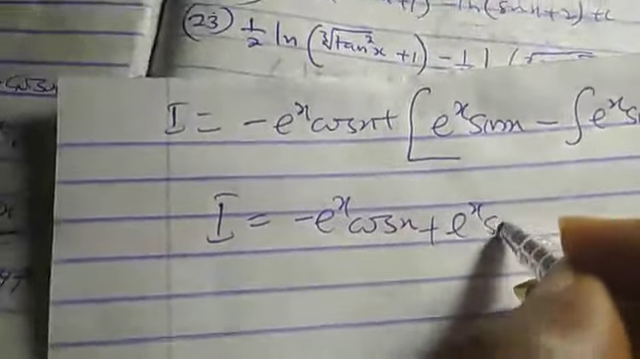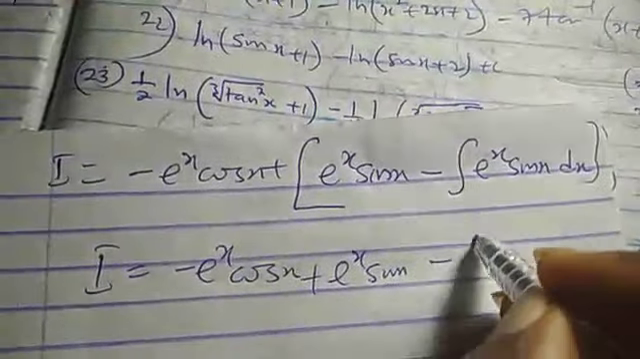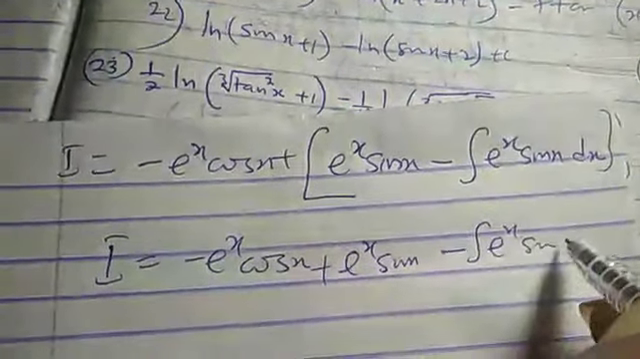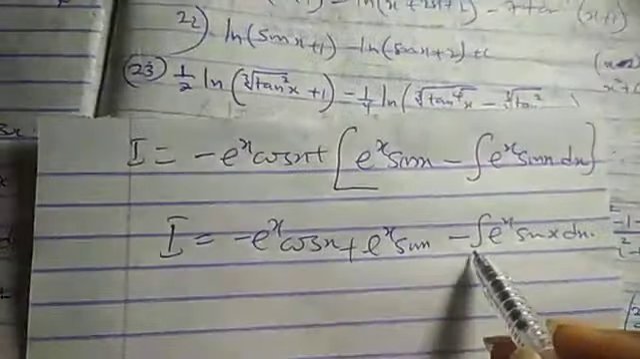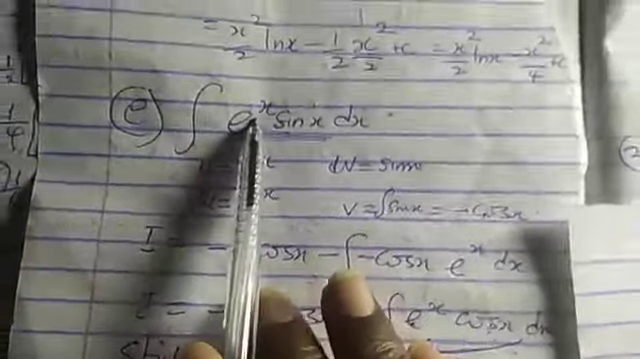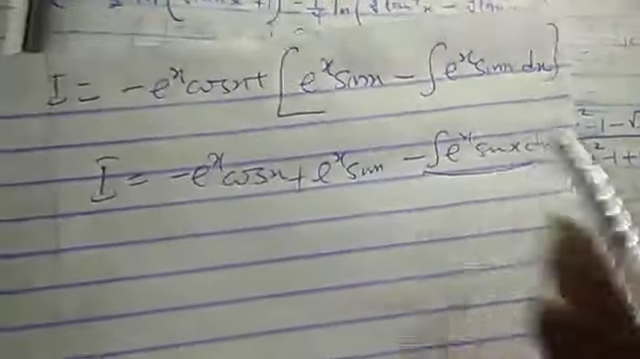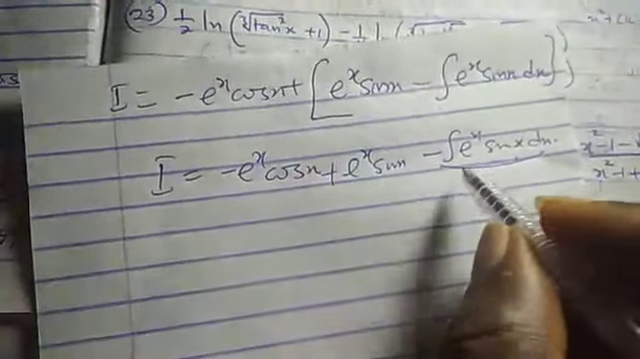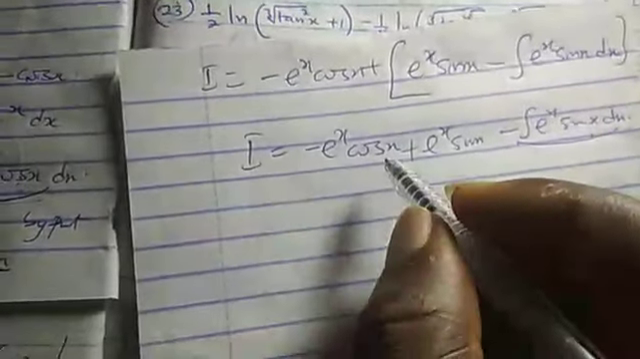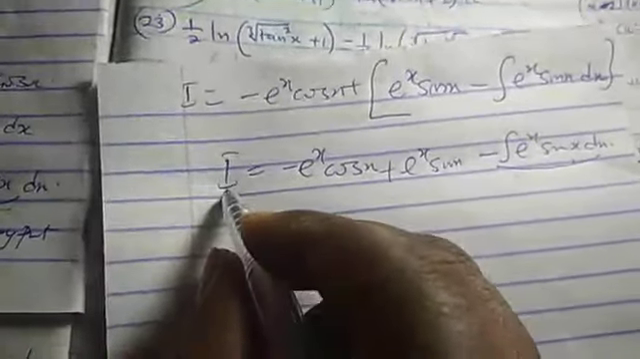Then that will give me I is equal to minus exponential x cos x plus exponential x sin x minus the integral of e^x sin x dx. You now agree with me that this thing is just like the question given to us. This is the question. We have come back to the question given to us. And we have labeled that question as I. That is why we are writing it as I here.